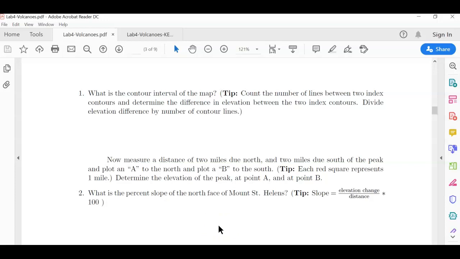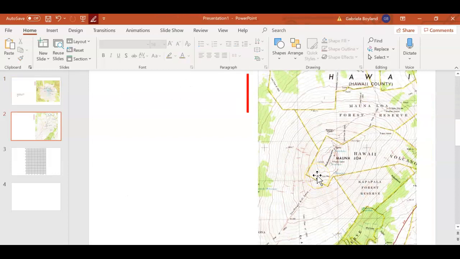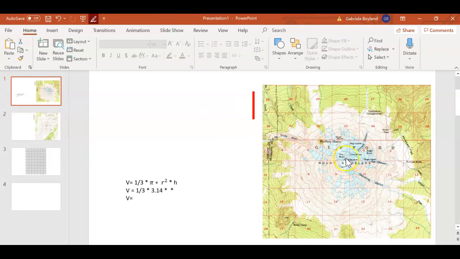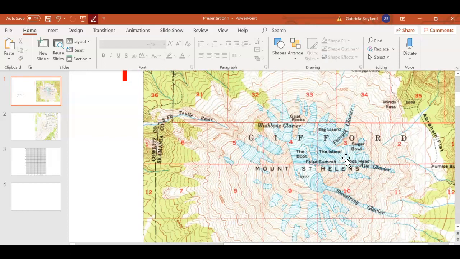So I'm going to help you with this first one. Let's see. All right, so here's our map. Again, it's hard to see. I'm sorry, since it's so small, everything is so detailed. But we need to find the contour interval.